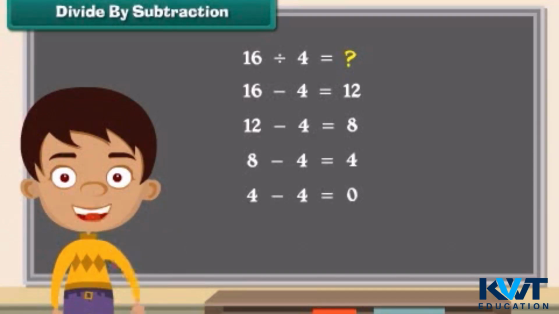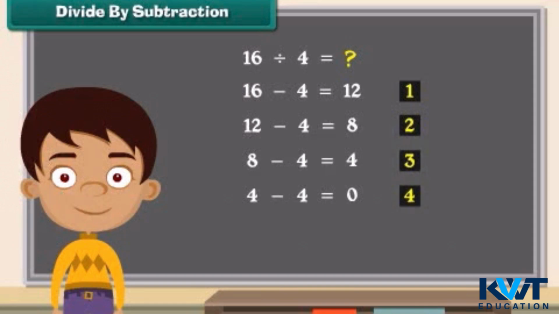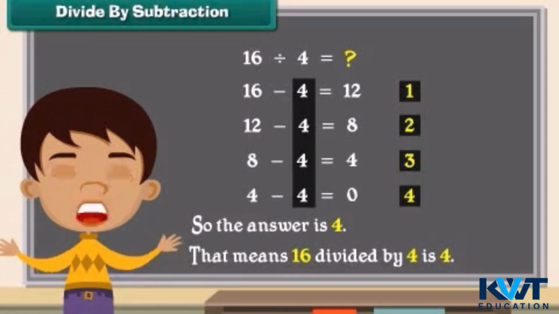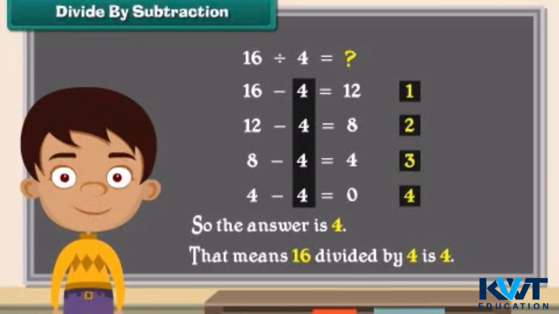Remember to keep subtracting till we get 0. Let us now see how many 4s have been subtracted. 1, 2, 3, 4. 4 fours have been subtracted. So the answer is 4. That means 16 divided by 4 is 4.